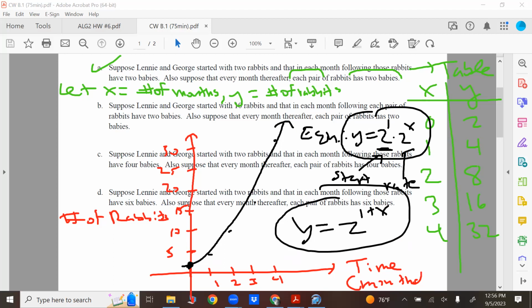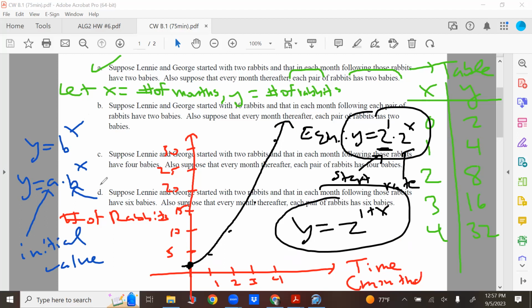Another thing to keep in mind, which you could write somewhere in the margins. Remember I told you this formula, y equals b to the x? I kind of lied, because there's more to it. It actually should be y equals a times b to the x, because a is going to be your initial value. And b is what we call the growth factor.